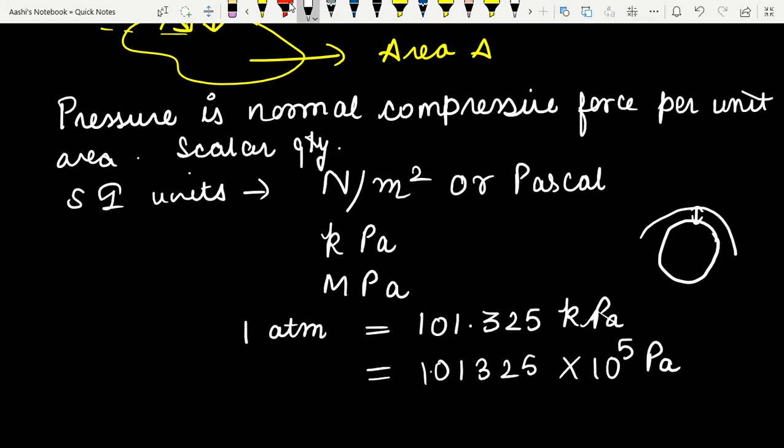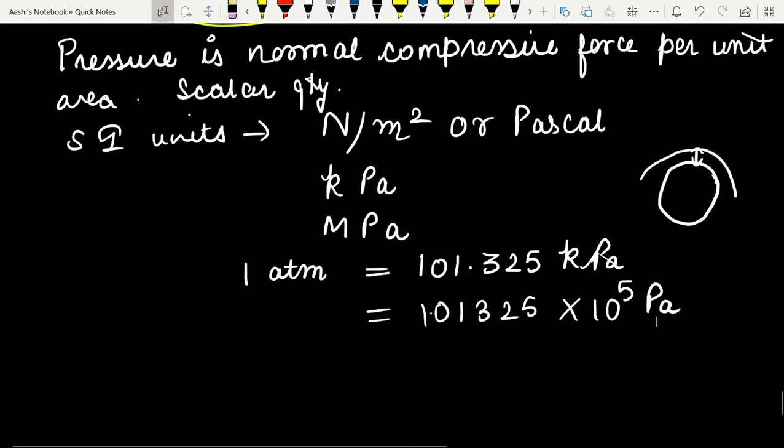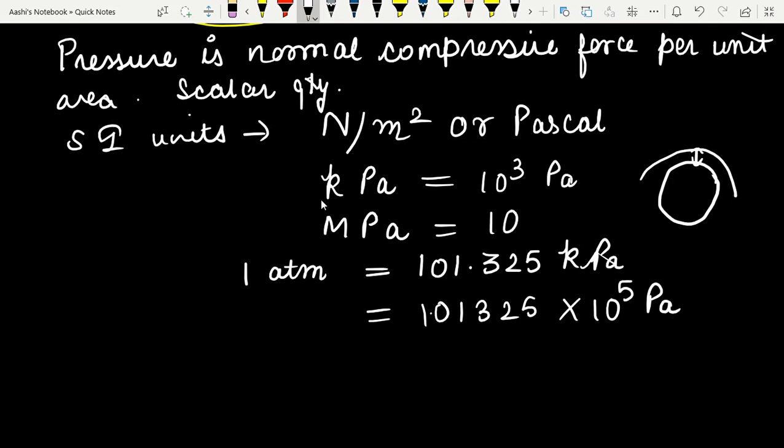So this is a very basic thing that I have done, just written in the form of kilo, which is 10 to the power 3. Kilo means 10 to the power 3 pascal. Mega means 10 to the power 6 pascal. There is one more thing, 10 to the power 5 pascal. Obviously it can be 10 to the power 7, 8, anything.